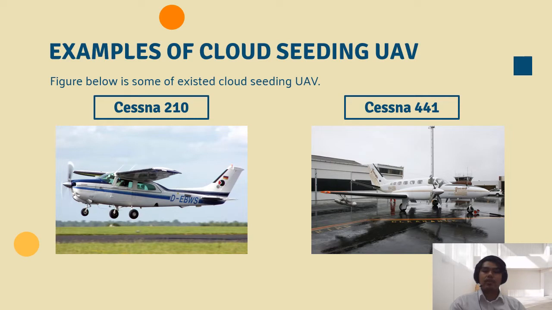Let's look at some examples of cloud seeding UAV. The two figures below are some of the existing cloud seeding UAVs. The first one is the Cessna 210, which is a common UAV in Malaysia. The next one is the Cessna 441, which is one of the UAVs in the United States used for cloud seeding. The other name for this Cessna 441 is Conquest 2.